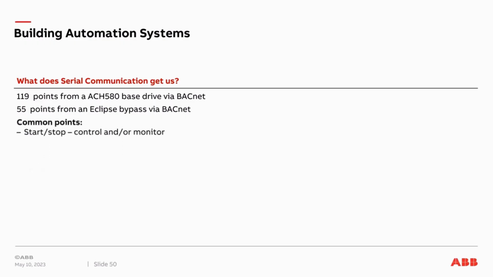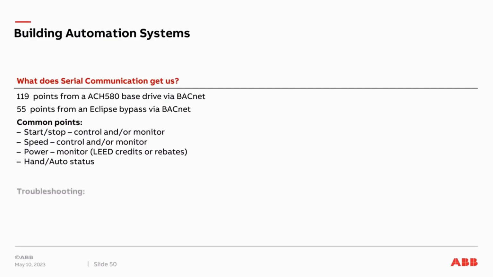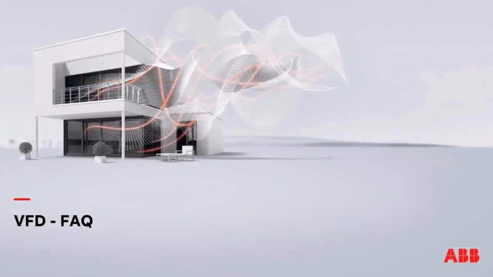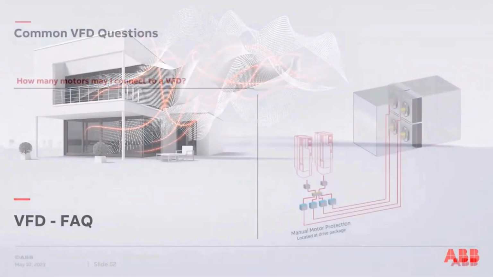The common points are start, stop, control or monitoring, speeds, controls or monitoring, power, monitoring for LEED credits and other rebates, and hand-off-auto status. For troubleshooting, you have fault codes, safeties, fault resetability, and for pass-through I/O, anything you want. You can pass it through from the drive or the bypass and send it up to your communication system as needed. So here are some frequently asked questions that we deal with when it comes to VFDs.